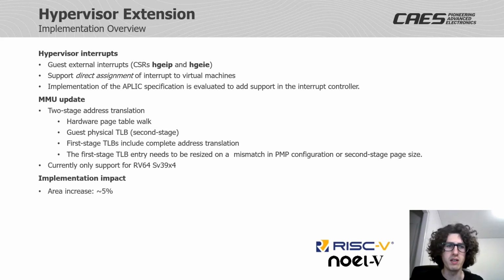Concerning the implementation impact, our preliminary numbers indicate an area increase of around 5%, even though the number also depends on the size of the TLBs used for the second stage translation.